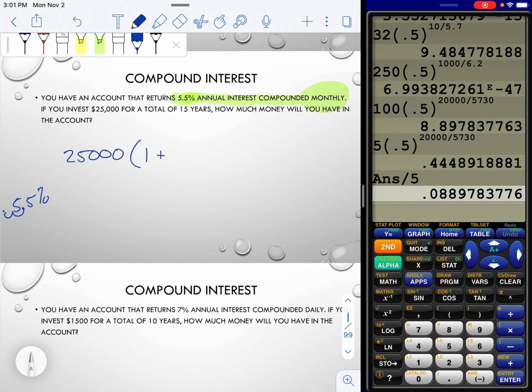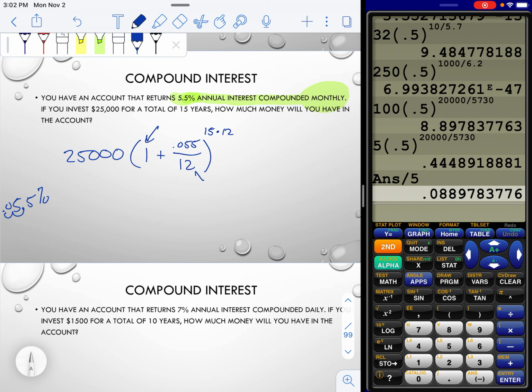We get rid of the percent, it's 0.055. A lot of people put a 1 here. Do not do that. Your 1 is already here. And because it's monthly, that's 12 times per year. And then we raise it to 15 years times 12 months.